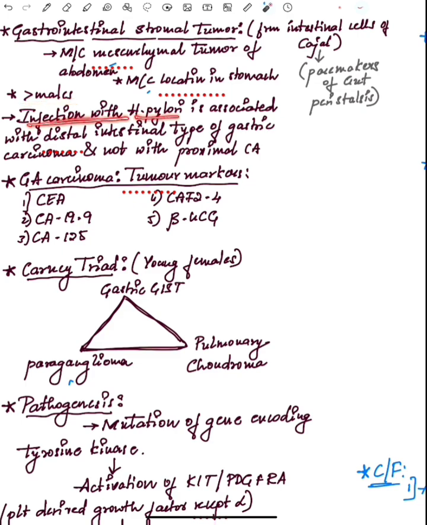Infection with H. pylori is associated with the distal intestinal type of gastric carcinoma and not with the proximal carcinoma. In gastric carcinoma, the important tumor markers are CEA, CA 19.9, CA 125, CA 72.4, beta-hCG.